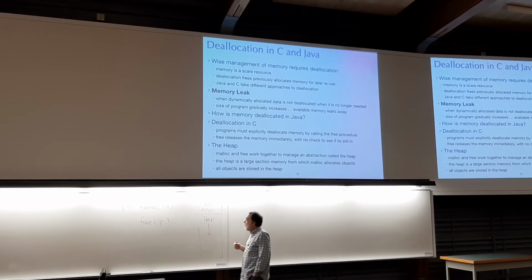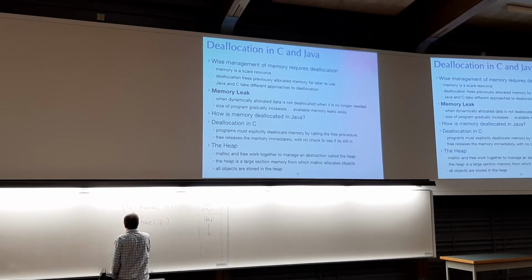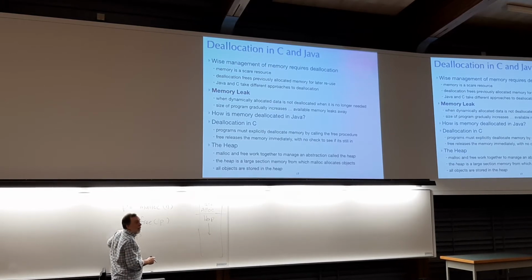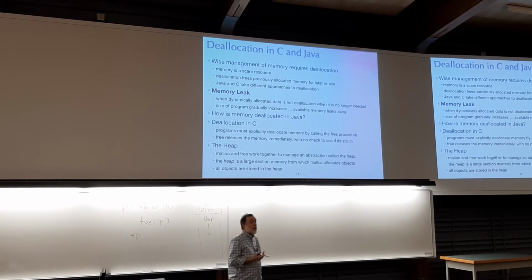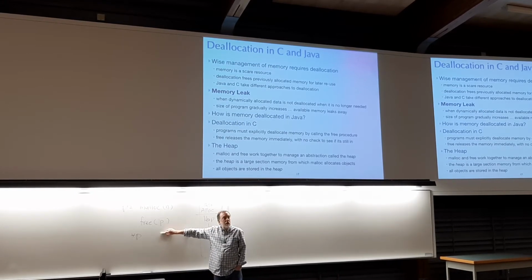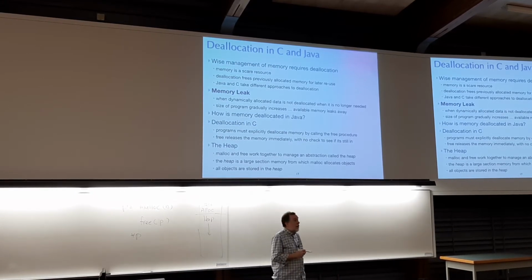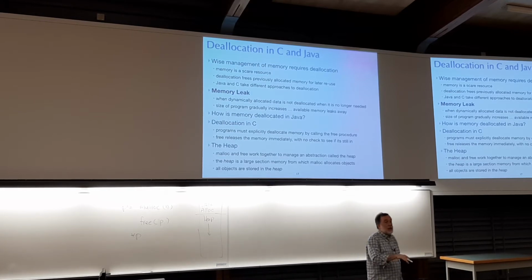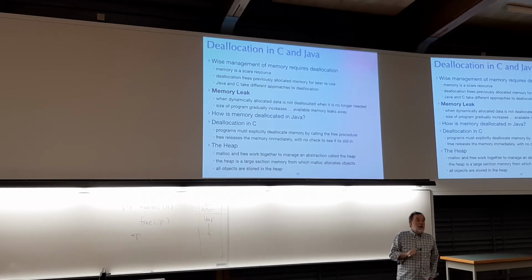So if you do something like this, you allocate something and you free it and then you try to access it, that's another kind of bug. At this point it's called a dangling pointer, and that's what we're going to talk about today. That's a very serious bug. It's a bug that doesn't exist in Java.